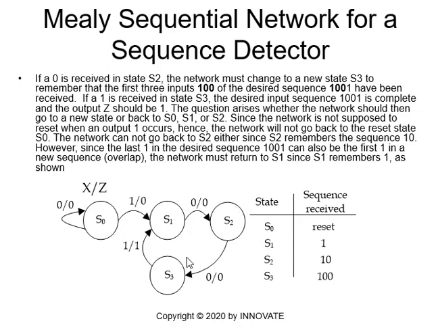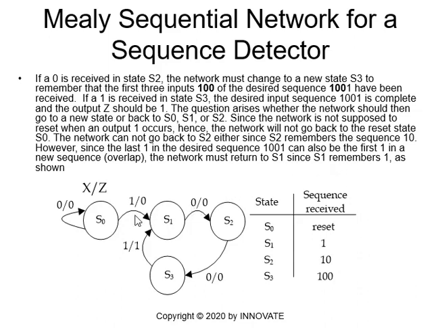So we go to S1. From S3, we go to S1 because S1 again remembers the last bit of the sequence, which is 1, to allow overlap. Since the last 1 in the desired sequence 1, 0, 0, 1 can be the first 1 in the new sequence, which is overlap, the network must return to S1 since S1 remembers 1, as shown.